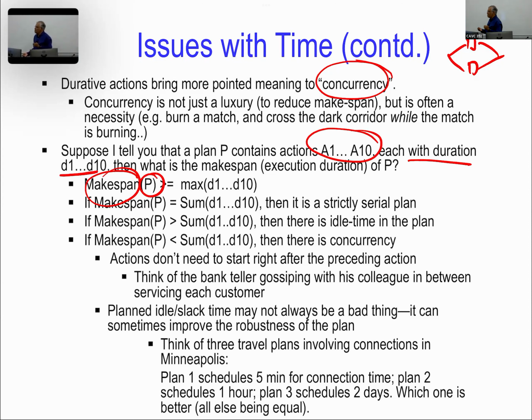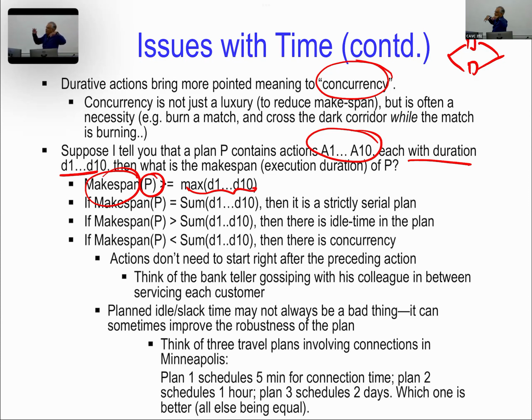The minimum makespan this plan can have is the max of D1 to D10. You see that? Because even if all the actions are parallel, the longest action still has to get done before the entire action is done. So makespan of P will be max of D1 to D10. That's the best you can ever get.